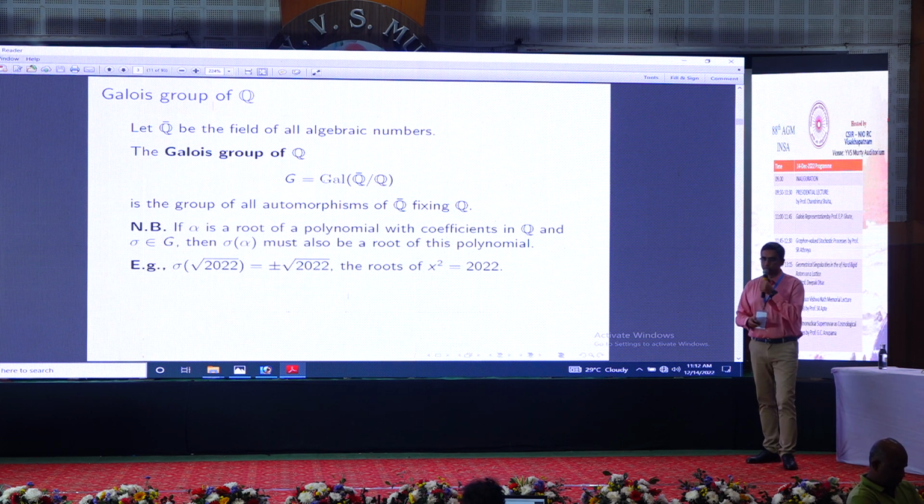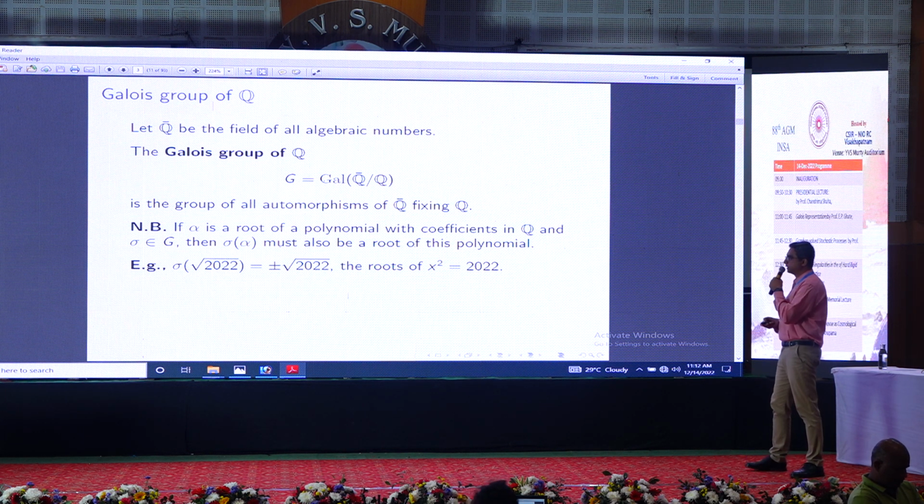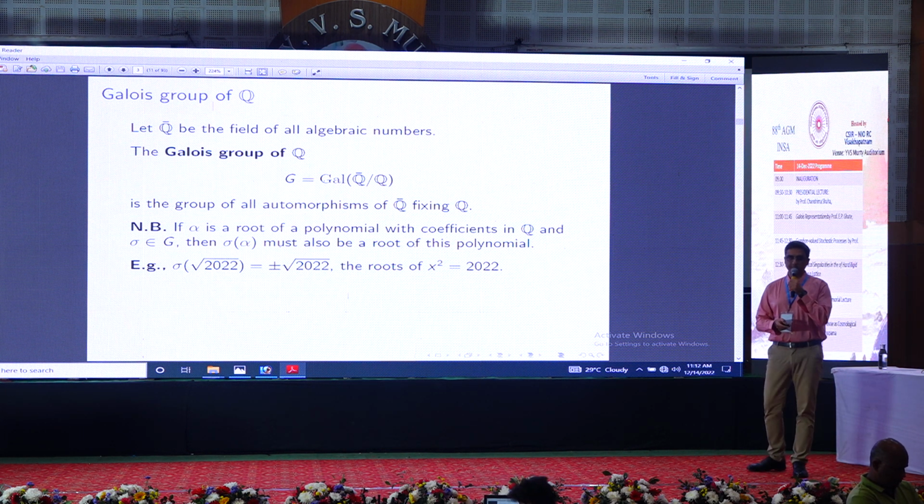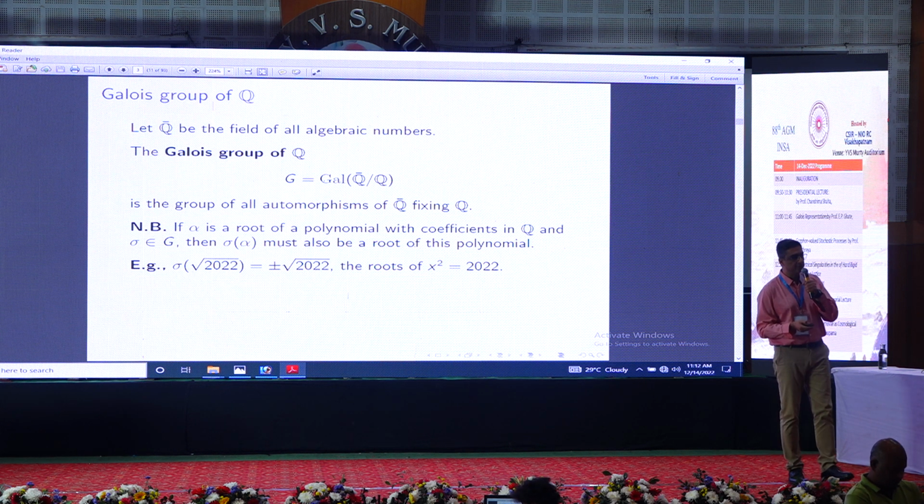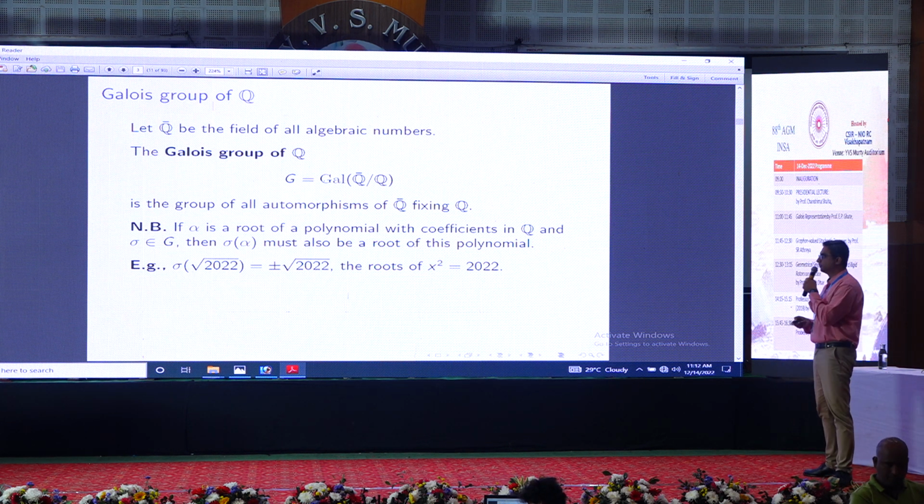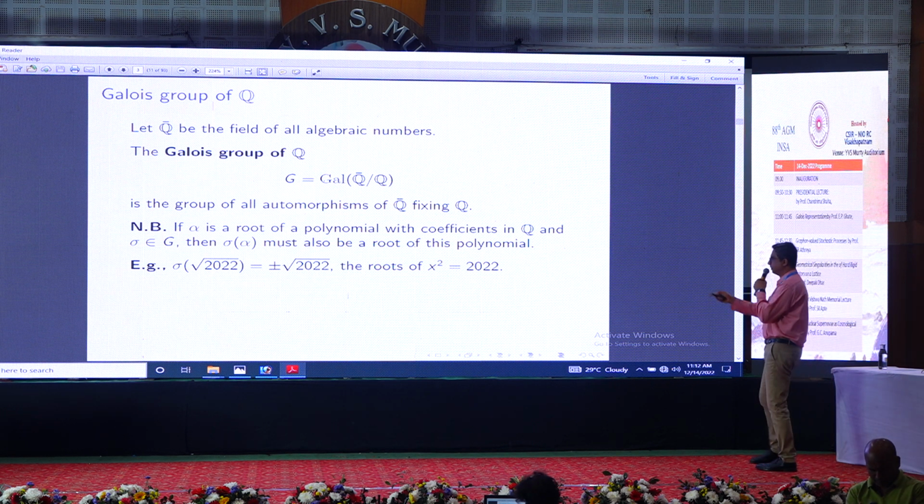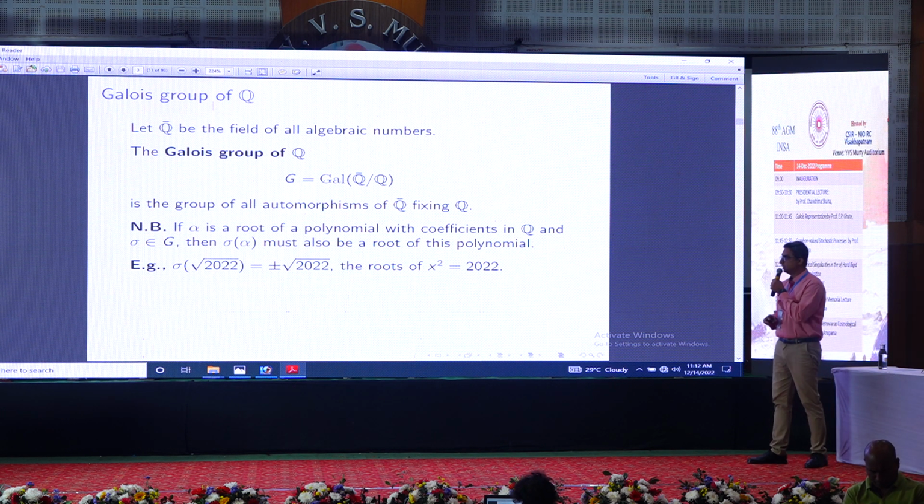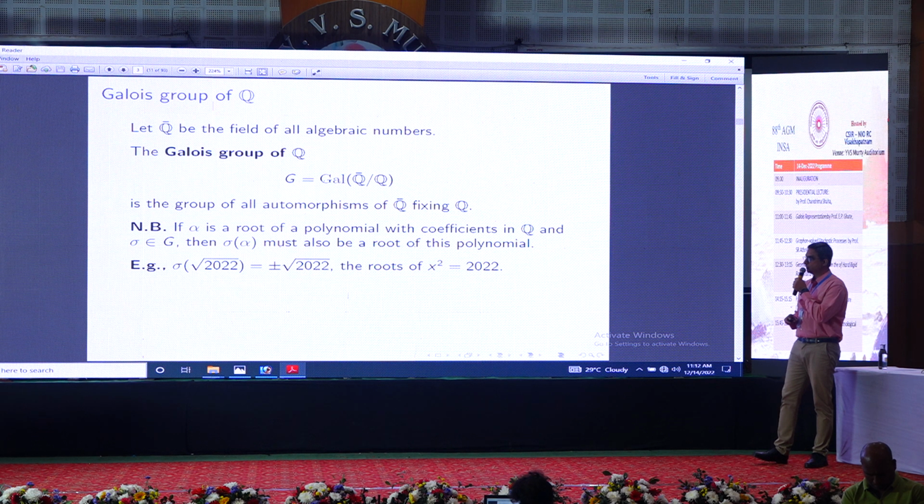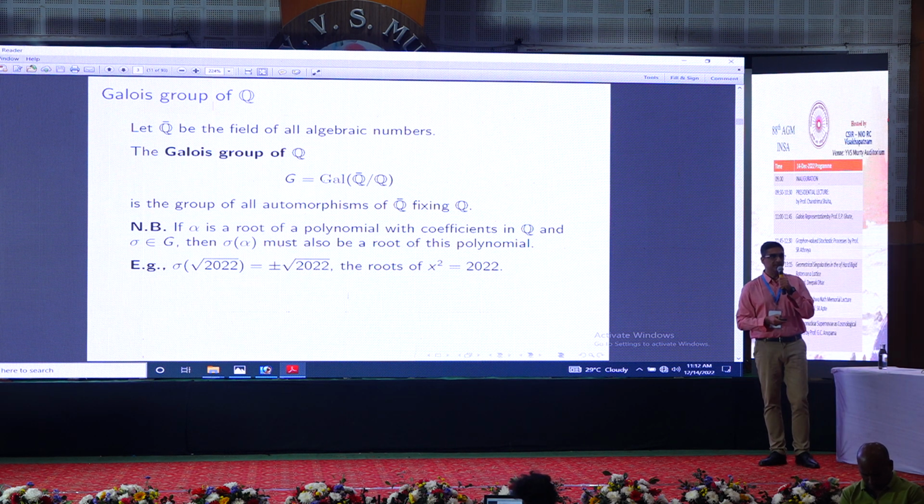That means you look at all automorphisms of the big field Q bar which pointwise fix Q downstairs. Note that if alpha is a root of a polynomial defined over the rational numbers, and sigma is one of these automorphisms, then sigma of alpha will be another root of the polynomial. For example, if you have the polynomial x squared equals 2022, the roots are plus or minus the square root of 2022, and sigma will take one of those roots to the other, or maybe just fix it. It can't do anything else.